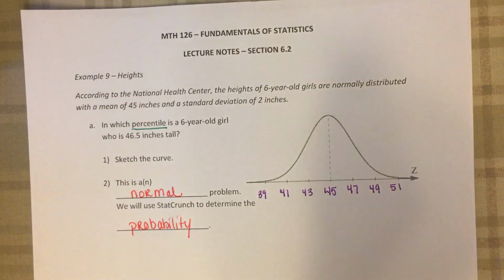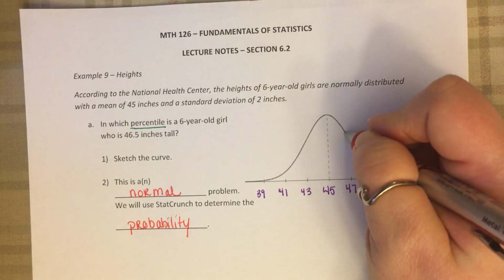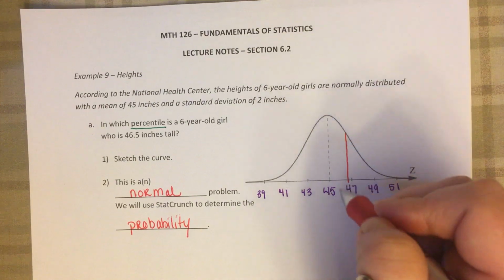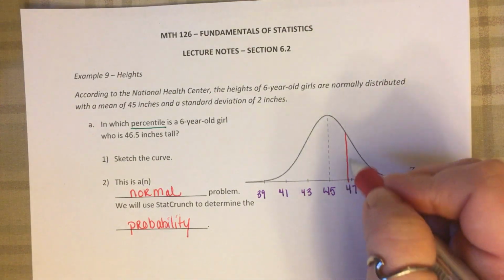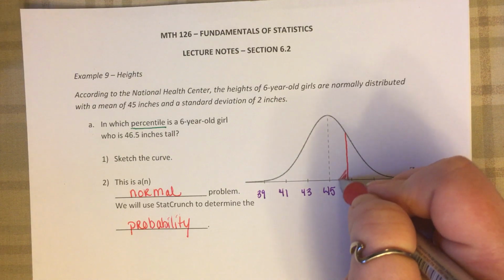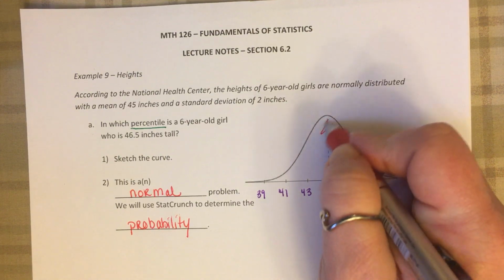So in our picture, we're going to find 46.5 inches tall. Right? And percentiles, we always shade to the left. If you look at all the previous examples that we've done, we've shaded to the left. So we're going to shade this area to the left here.